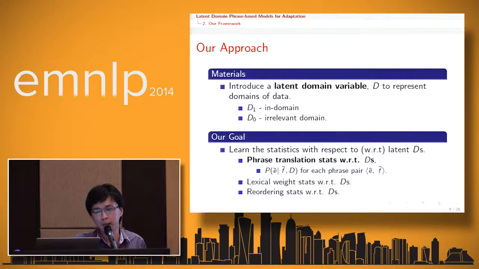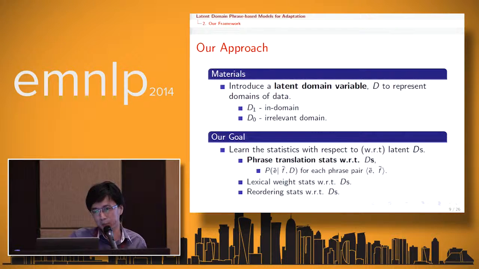The first point is that we introduce the latent domain variable, which we usually represent with D, for the domains of data. We use D1 to represent in-domain data, which is what we need to induce, and D0 for irrelevant domains. We don't really care about irrelevant domains, but in the end, we still need to induce them to learn D1, like, for example, we need negative examples to learn positive examples. So with the introduction of the latent domain variable, we can learn the statistic with respect to the latent domains.